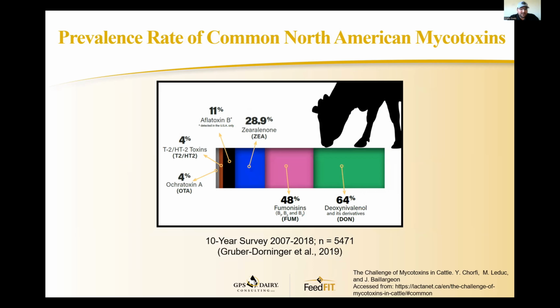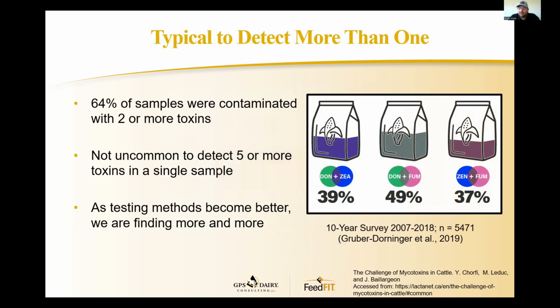And not only can we see just one toxin, but it's typical to detect more than one. 64% of samples have more than one toxin, and it's not uncommon to detect five or more in a sample. And most likely we're going to see the combination of those most prevalent ones, right? The DON and fumonisin, the DON and zearalenones, those types of combinations are what we're going to see. And as our testing methods become better, and as we test more samples, we're going to find more mycotoxins. When you test more, you find more.